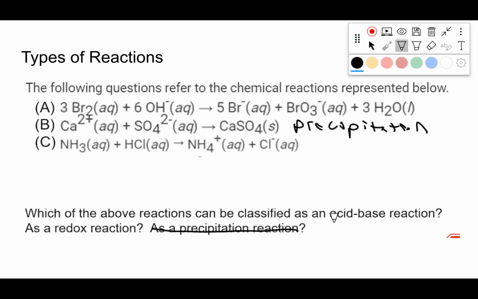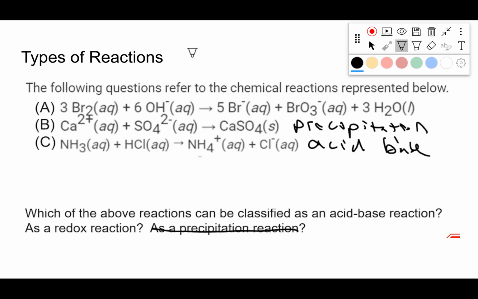Then I've got to figure out my acid-base. Acid-base is always going to have some sort of involvement of hydrogen in it. So if I look here, letter C looks like an acid-base reaction because on this side I have hydrogen. It ends up giving it away, and I end up with chlorine on this other side. So this one is going to be my acid-base reaction.